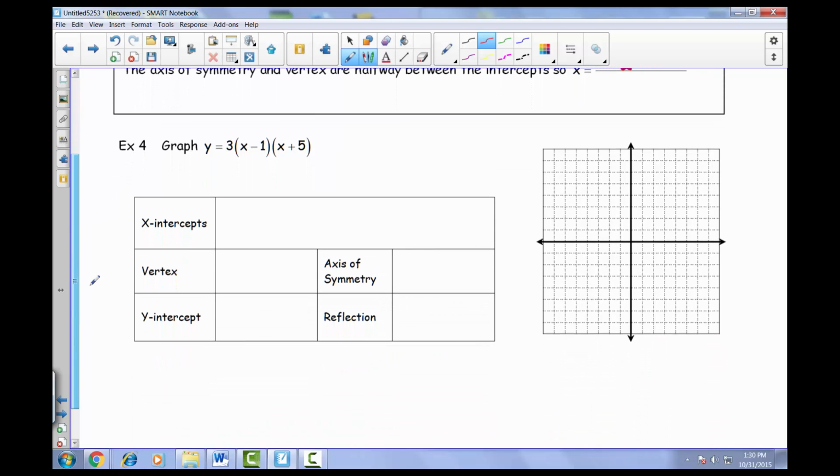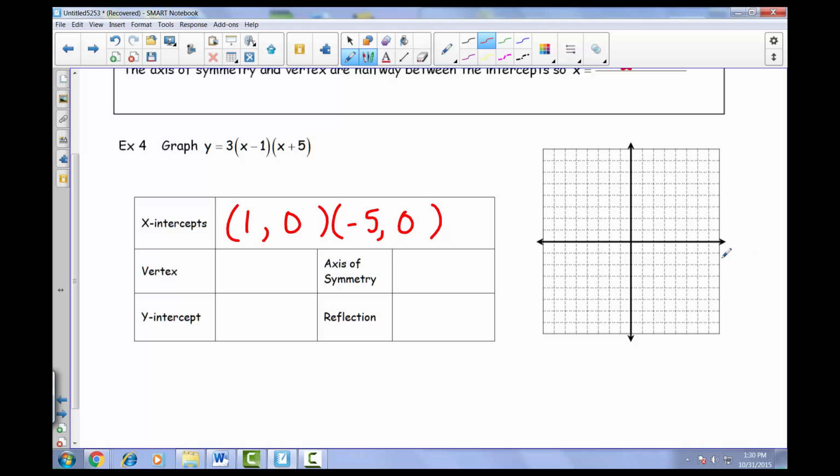Example 4 says that we're asked to graph this intercept form. Well, right away, our x-intercepts are literally just the opposite of those numbers dropped in parentheses. Since it's x minus 1, we just have positive 1. And then our y value is always 0. For our other x-intercept, we're just taking the opposite of this one. So negative 5, comma, and then our y value again, always for x-intercepts, 0.